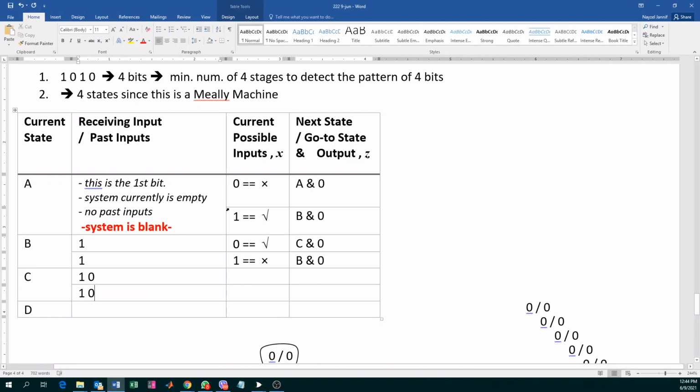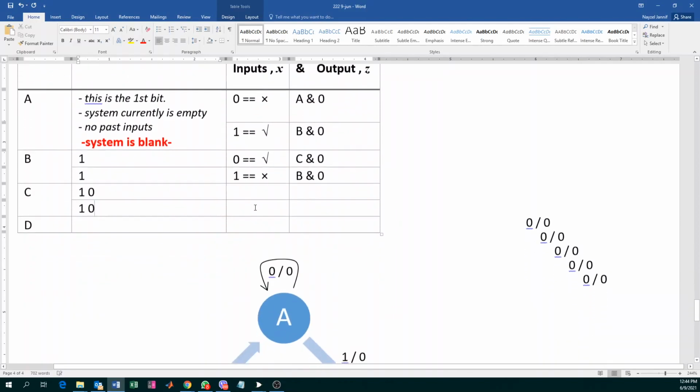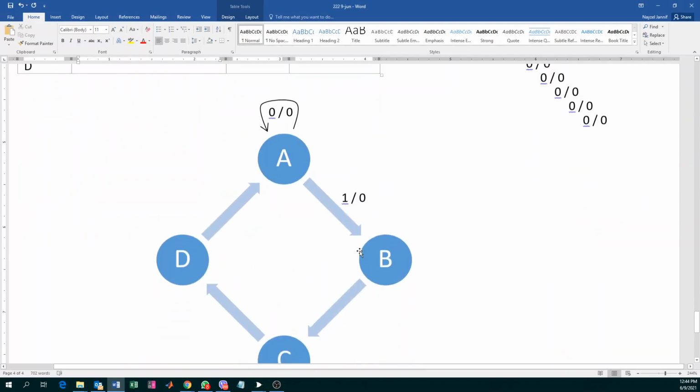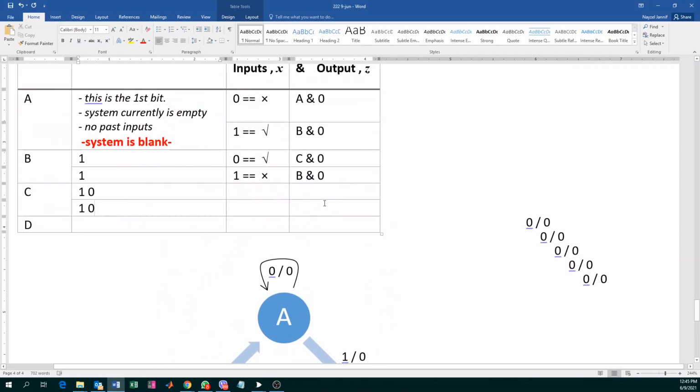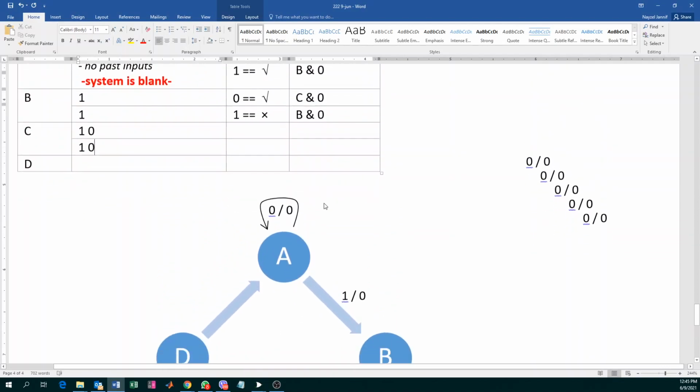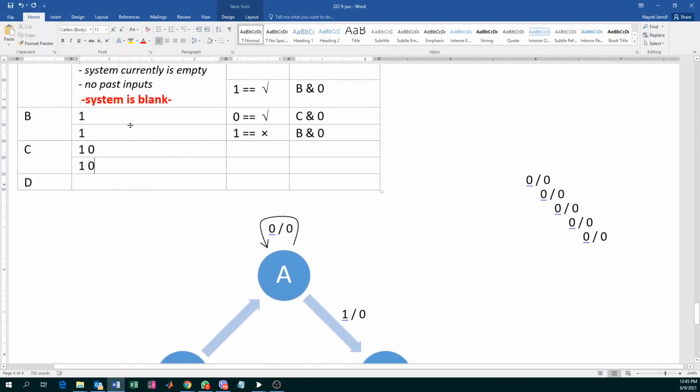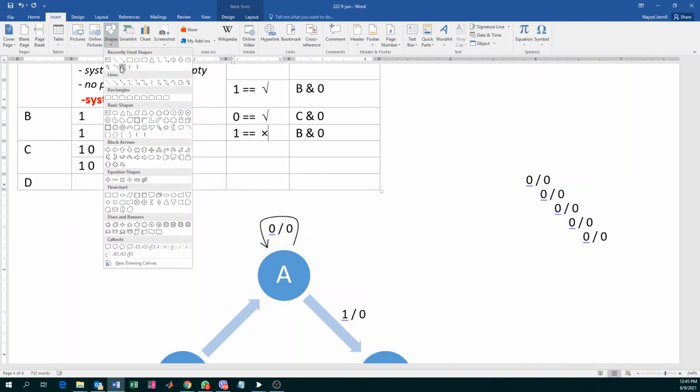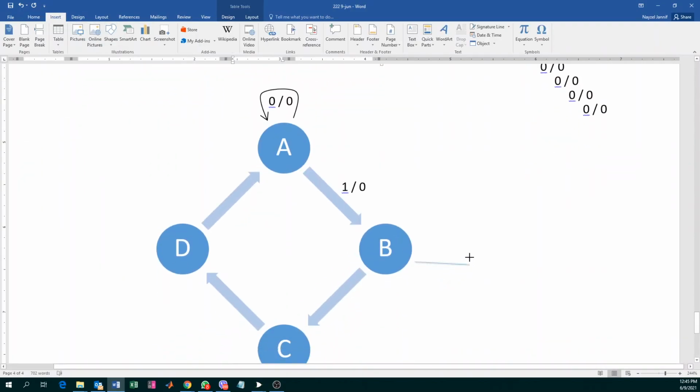Let's now reflect our system over here. You are sitting on B, right? And I'm just going to finish this state diagram, and the rest is very similar. You are sitting on B, and you receive a 1. If you're sitting on state B and you receive a 1, you have to stay at B. So let's now do this.